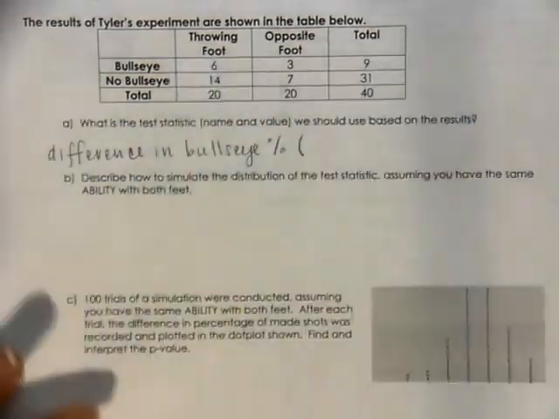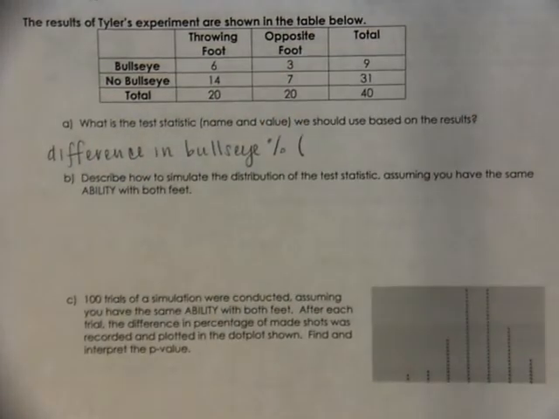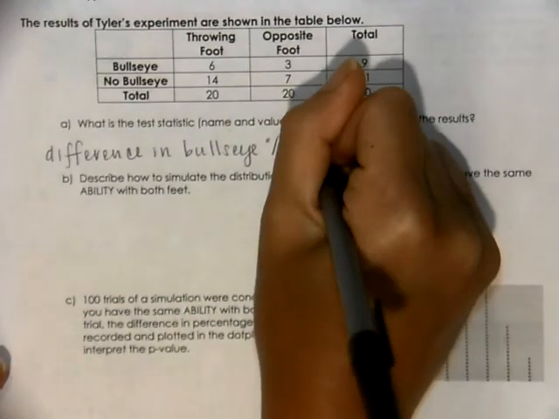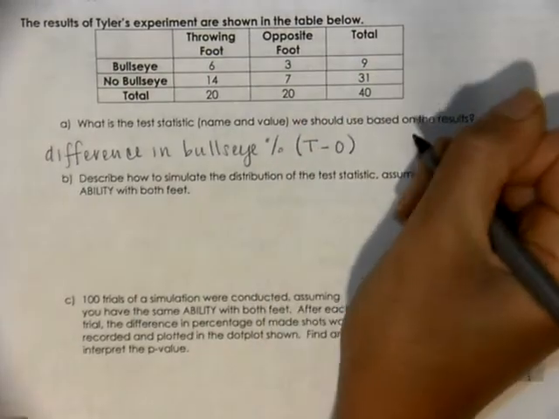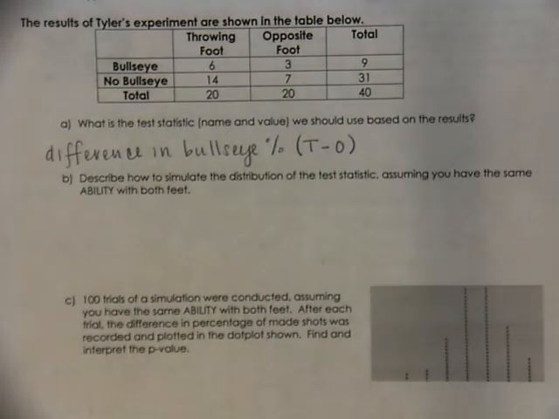Now remember, it's important to tell us how you're subtracting. So before, we thought he was going to do better with the throwing foot forward. That's what we stated in our alternate hypothesis. So it would be the throwing foot minus the opposite foot. Okay, you can abbreviate that.